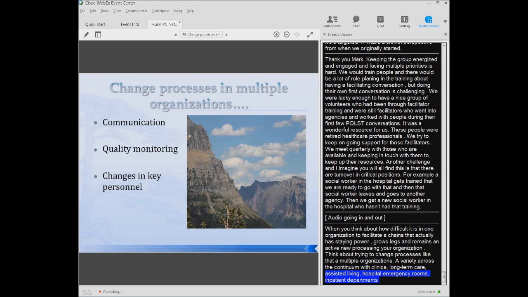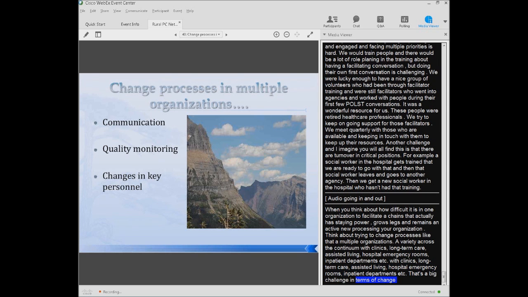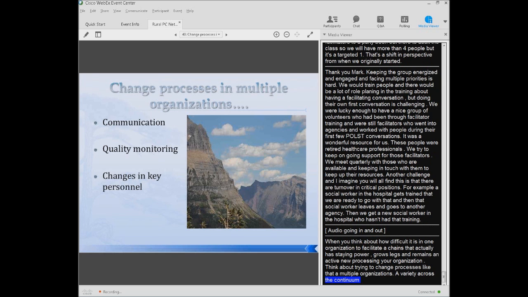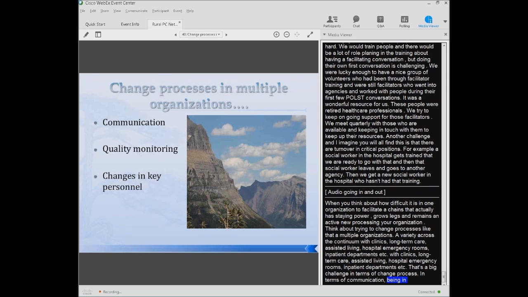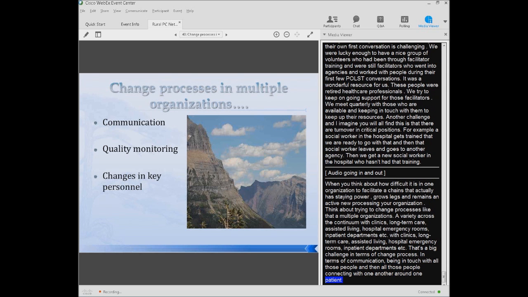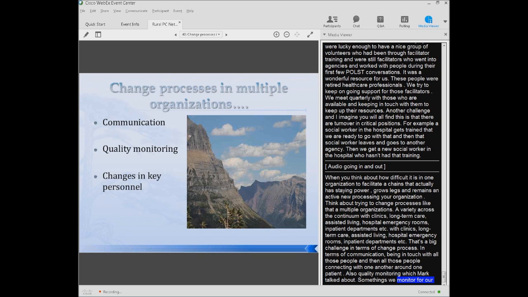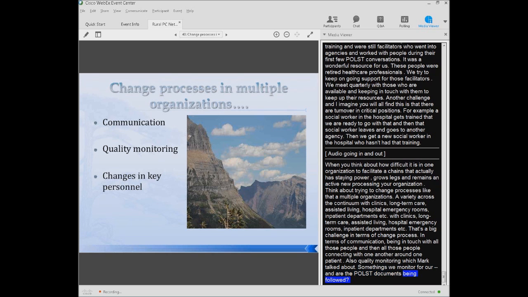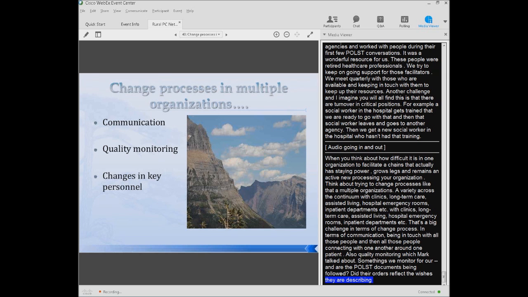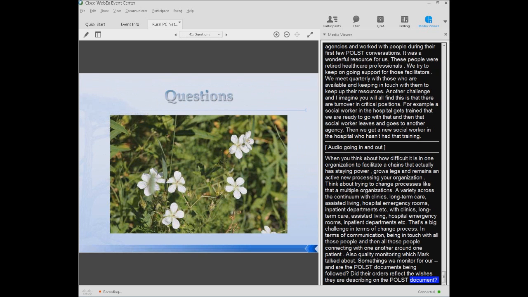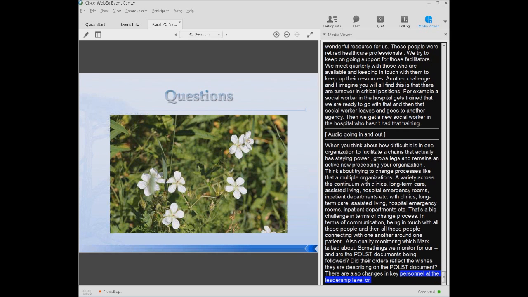In terms of communication, keeping in touch with all those people, and then all those people connecting with one another around one patient. The quality monitoring, and Mark talked about some of the things we monitor for, and in addition, are the POLST documents being followed? When someone winds up in the emergency room or in the hospital, do their orders reflect the wishes that are described on their POLST documents? And again, changes in key personnel, either at the leadership level or at the facilitation level. So I suppose we're making it sound pretty much impossible, but remember, we're still here.